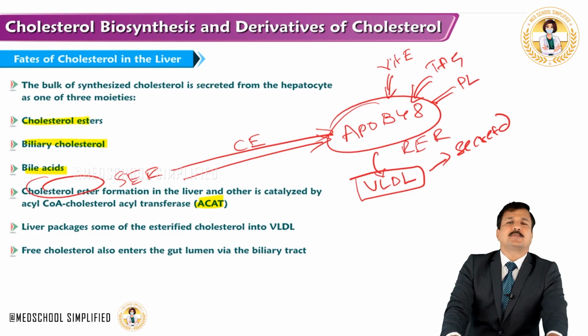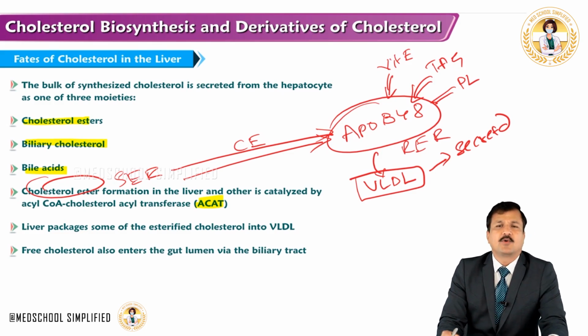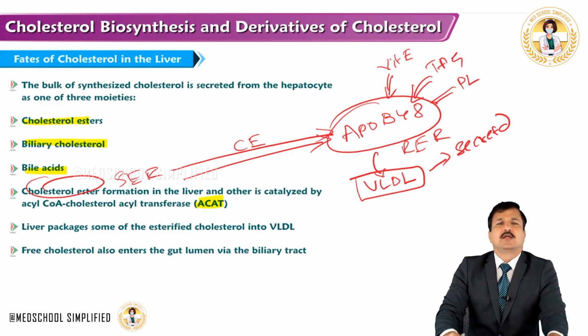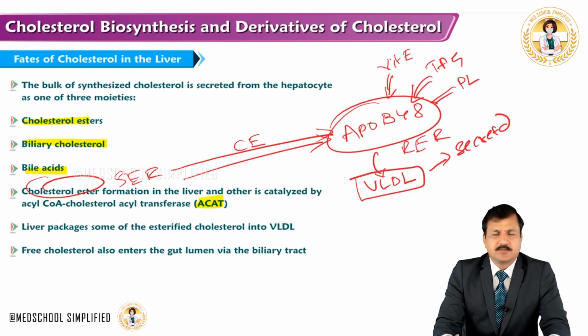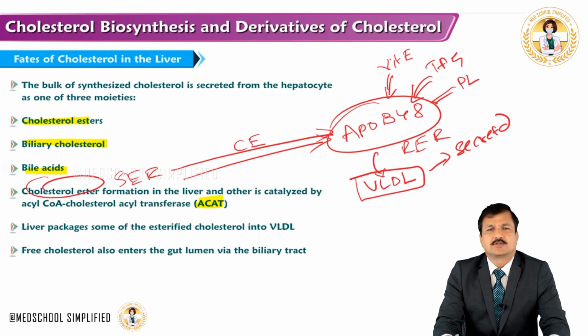Now in lipoprotein metabolism, I have explained what the fate of VLDL in the circulation is. In brief, VLDL will be metabolized into IDL, IDL will be metabolized into LDL, and LDL will be taken up by the hepatic tissue and extrahepatic tissue. So that's how a cholesterol ester made in the hepatocyte is sent out of the liver to other tissues.